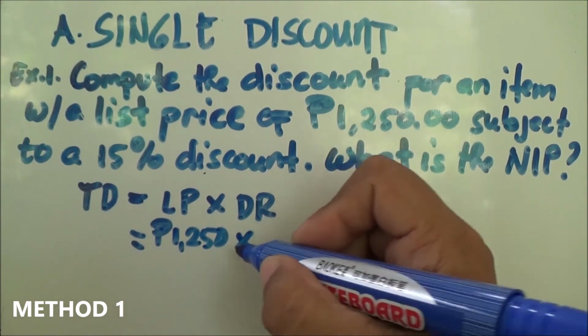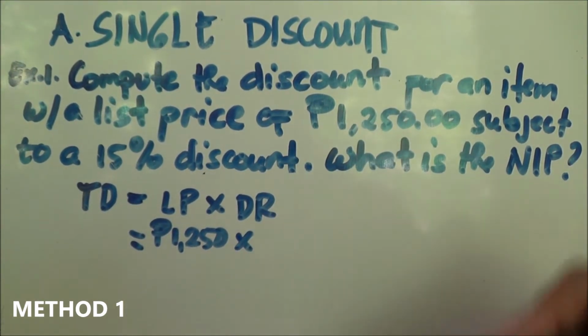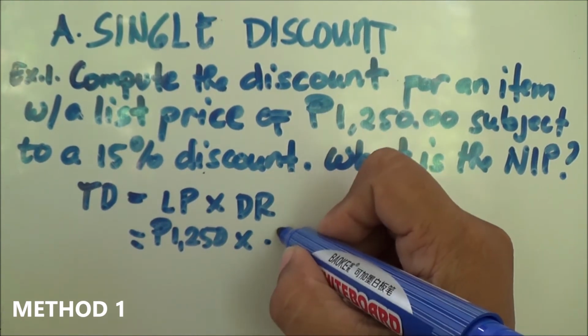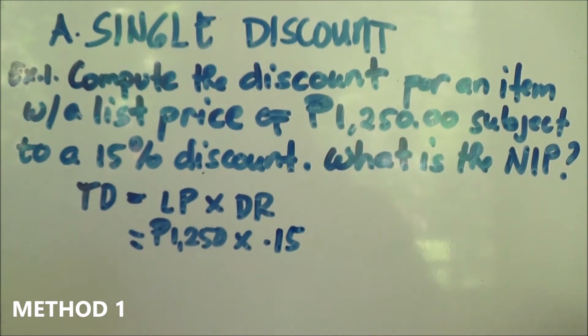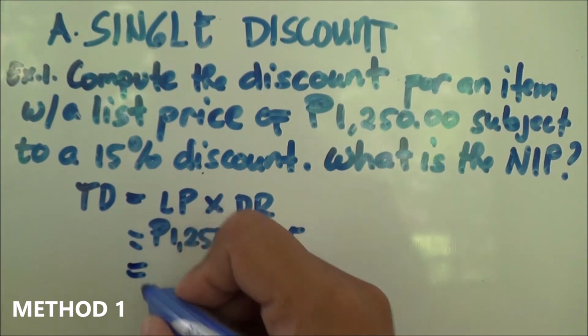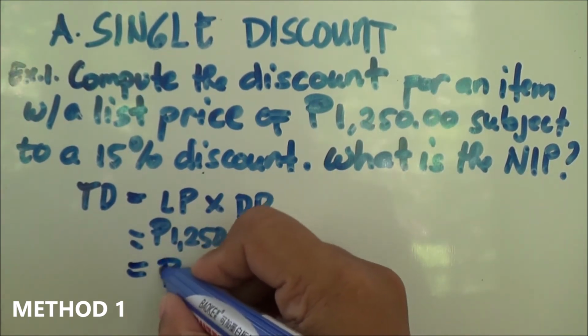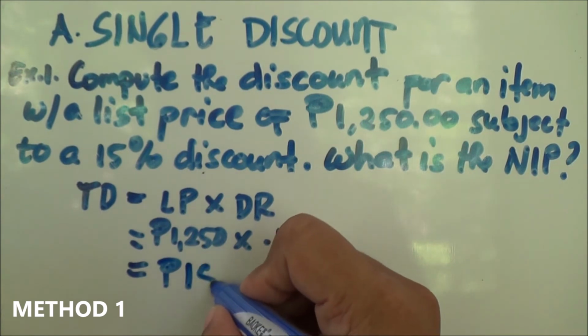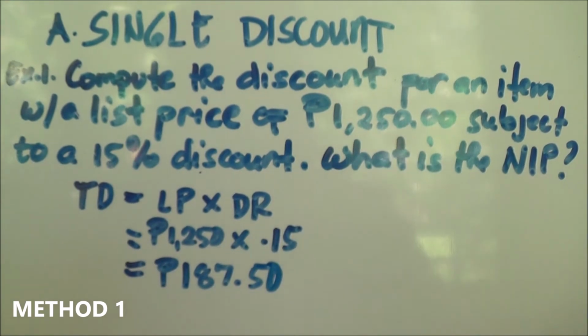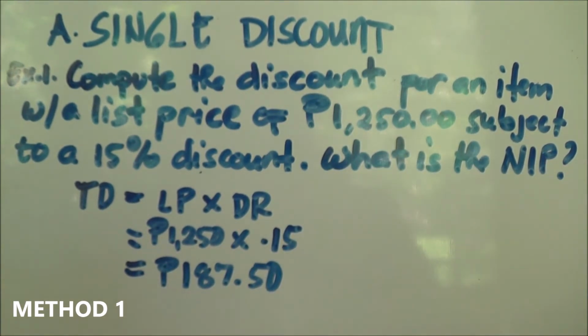Okay, multiply by 15% discount. So 0.15, in decimal form. So the trade discount is 187 pesos and 50 centavos. So we already solved or found the trade discount.